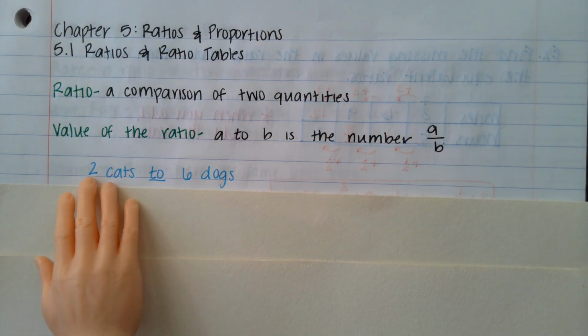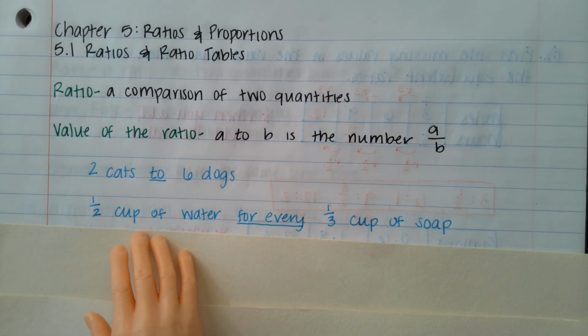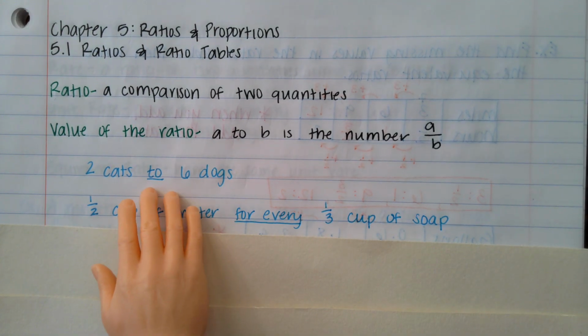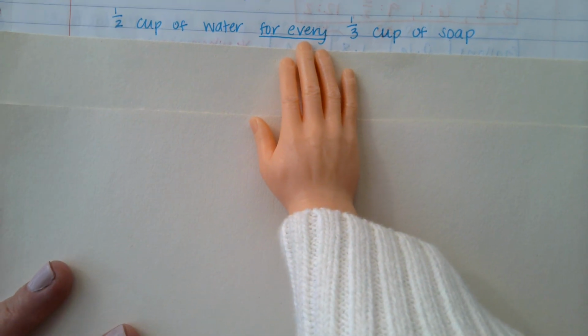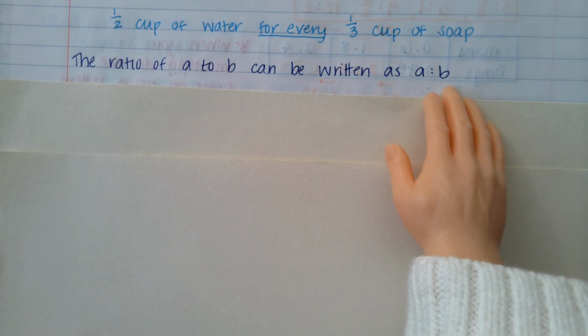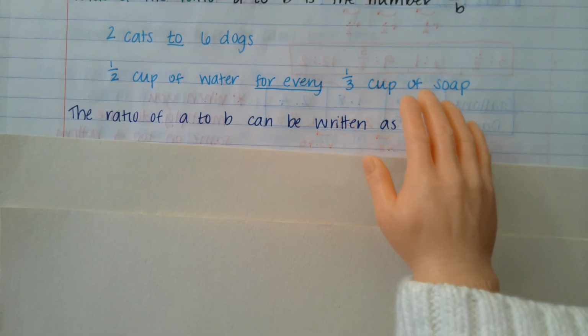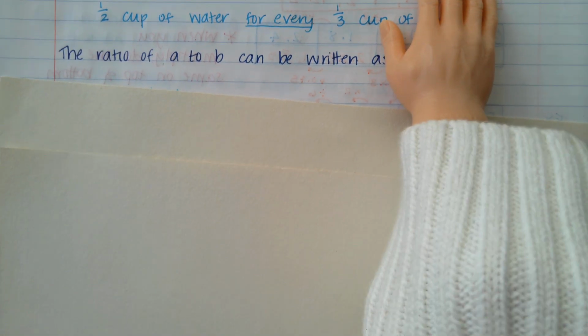So we could say 2 cats to 6 dogs, or a half cup of water for every 1/3 cup of soap. So the words "to" and "for every" show that we are working with ratios. The ratio of A to B can be written as A colon B. And this is how we would write the ratio. The fraction is how we would write the value of the ratio.